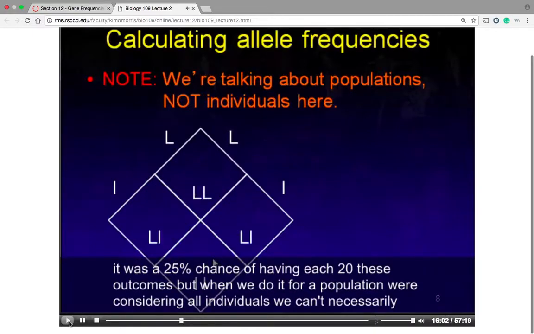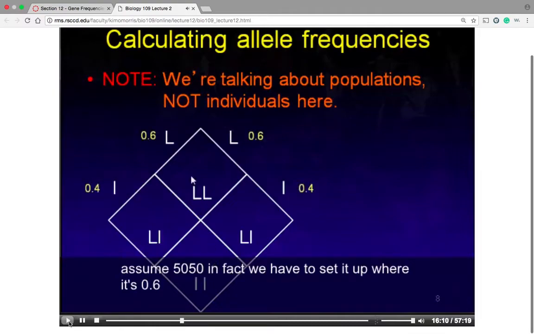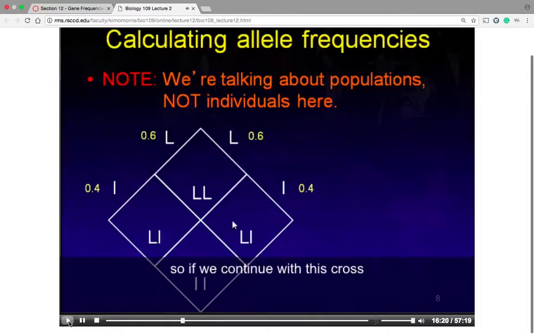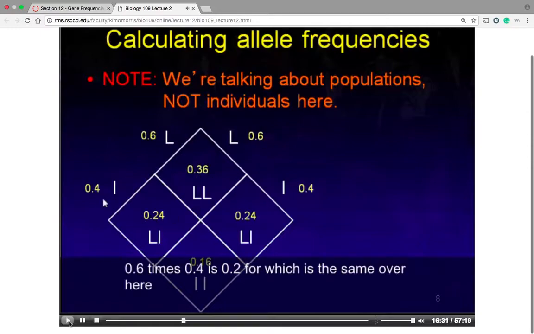But when we do it for a population where we're considering all individuals, we can't necessarily assume 50-50. In fact, we have to set it up where it's 0.6 for the big L's and 0.4 for the little l's, because these ones are more common in the population. So if we continue with this cross, then these are the numbers we get. 0.6 times 0.6 is 0.36. 0.6 times 0.4 is 0.24, which is the same over here. And 0.4 times 0.4 is 0.16.